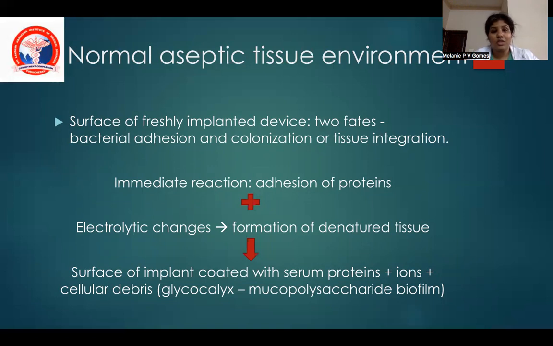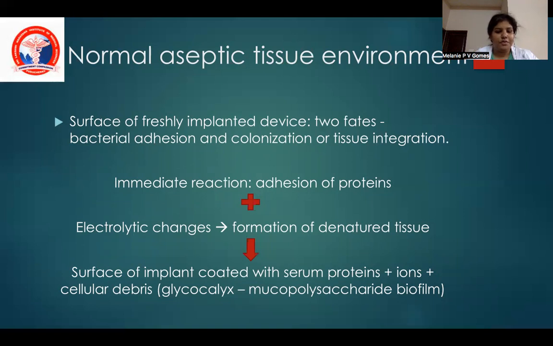Whenever a metallic device is implanted successfully, biointegration requires that host cells colonize the highly reactive implant surface. All implants are prone to react to implant-associated inflammation. The implant-related reaction is a series of interactions. The immediate reaction is adhesion of proteins derived from the blood and tissue fluids at the wound site. In addition, electrolytic changes occur, resulting in formation of denatured tissue in contact with the implant.